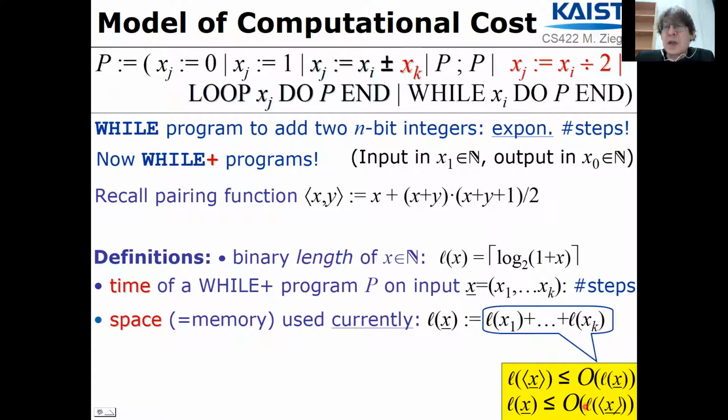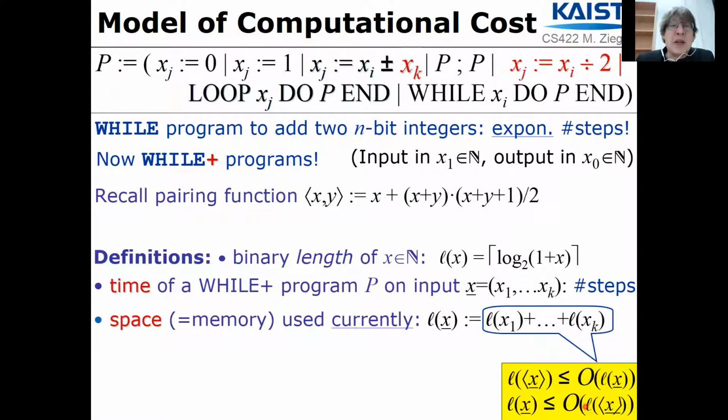And this is justification that in the sequel, we will not distinguish and we will move freely back and forth between having several natural numbers encoded into a single one or kept separately, because at least from the perspective of computational memory or space, it's going to make a difference only up to a linear factor, which we're going to ignore asymptotically. So that's about memory at one instant.